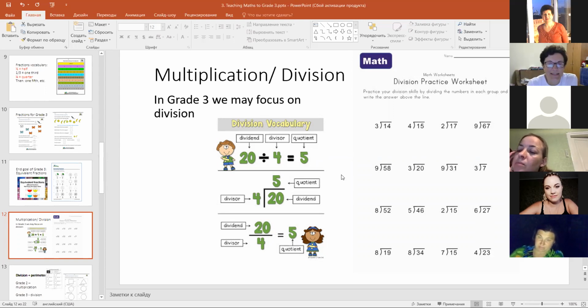When you look at the way Brits write down their division problems, you will be a bit surprised, because the division problem looks like this. It's like we divide 20 by 4 and we get 5. We have a different idea of division, no? Yeah? So, but in the worksheets, you will see the division like this.